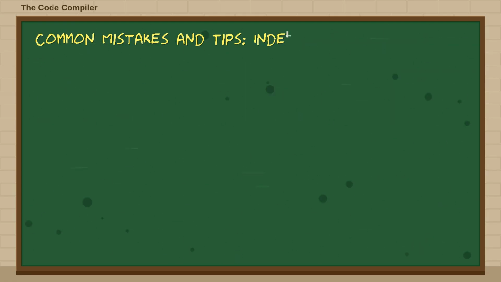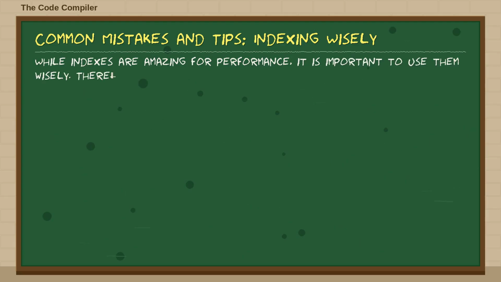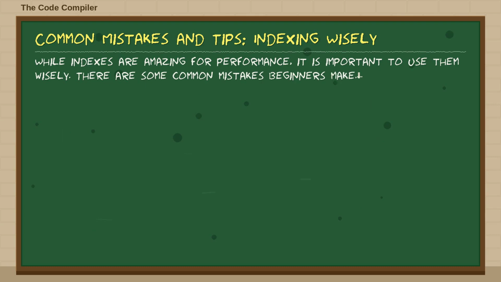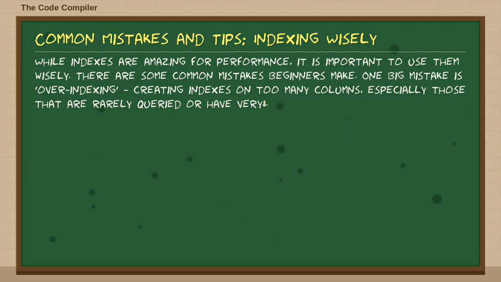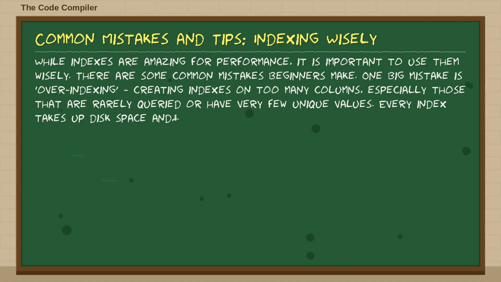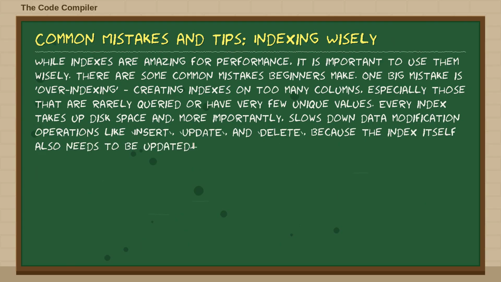While indexes are amazing for performance, it is important to use them wisely. There are some common mistakes beginners make. One big mistake is over-indexing, creating indexes on too many columns, especially those that are rarely queried or have very few unique values. Every index takes up disk space and, more importantly, slows down data modification operations like insert, update, and delete because the index itself also needs to be updated.